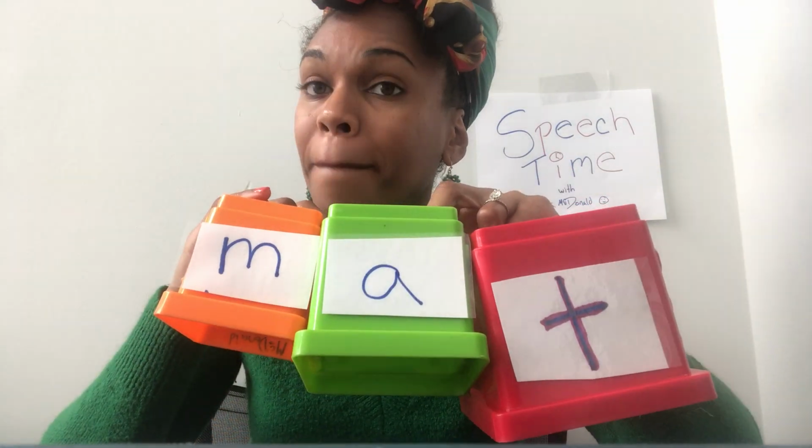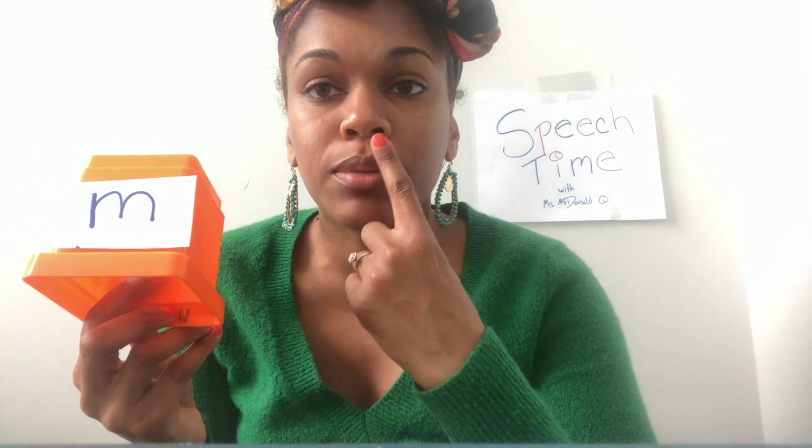If you said mat, then you're right. We're going to be practicing the word mat. Here's a picture of a mat right here. When we practice the word mat, it's important to use the beginning sound, which is mm. Make sure that your top lip and your bottom lip are hugging each other.